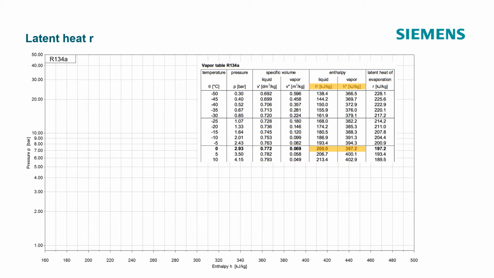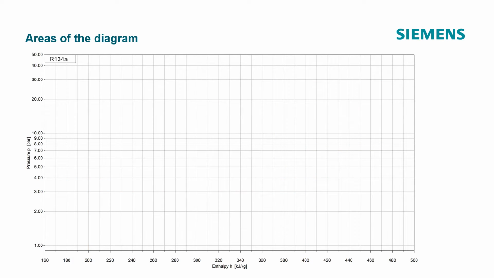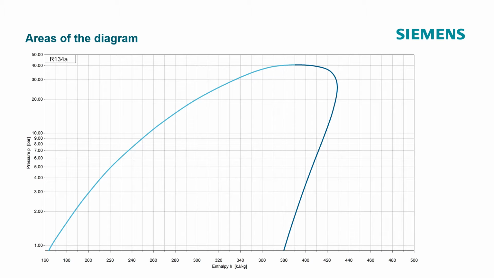The latent heat: for each pressure, P, the corresponding enthalpy of the boiling liquid, and of the saturated vapor, is transferred from the vapor table to the diagram. The latent heat of evaporation, R, can be measured on the diagram as enthalpy difference between the saturated vapor and the boiling liquid. If you were to add all the enthalpy values of the boiling liquid, and of the saturated vapor, for each pressure on the vapor table, then the results would be curves, which separate the liquid, wet vapor and hot gas zones from each other.